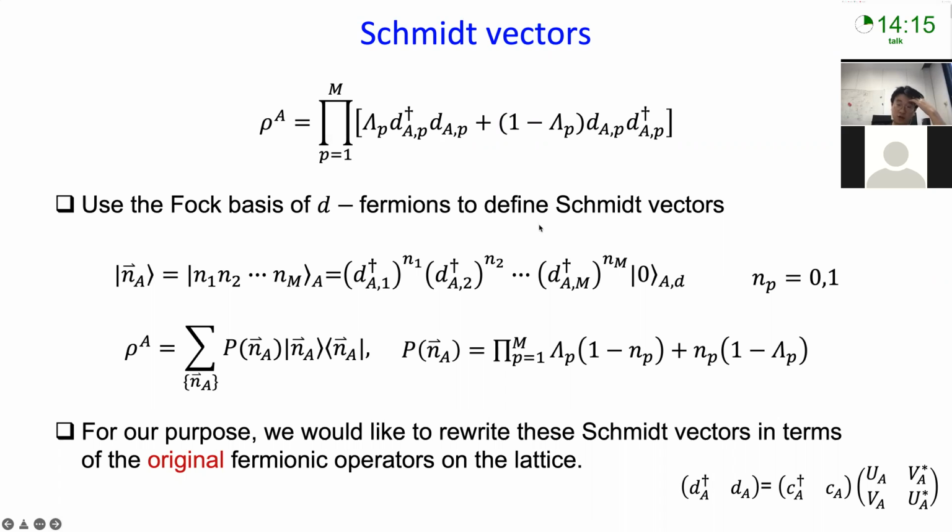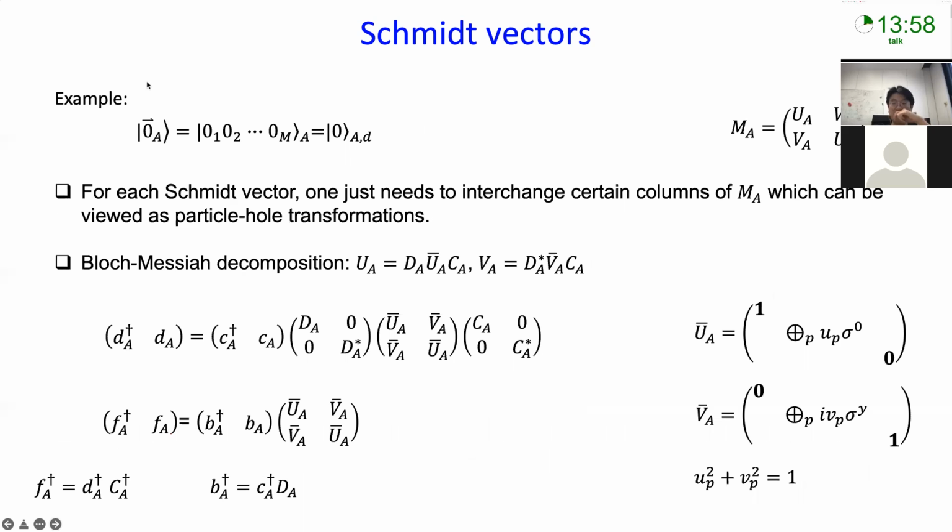We know the BdG transformation within a subsystem. So it's very simple. But here we have a BdG vacuum, |0_A^d>, which changes as the subsystem changes. So firstly, we need to represent this vacuum in terms of the original c fermions. And other BdG vectors can be obtained by particle transformation. Namely, we can interchange certain columns of the Bogoliubov matrix to obtain other Schmidt vectors. So we focus on this vacuum, and this state is annihilated by all d_A operators.